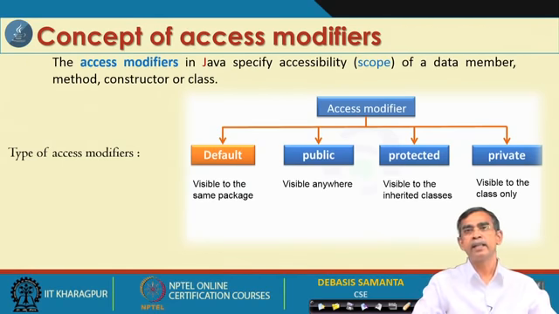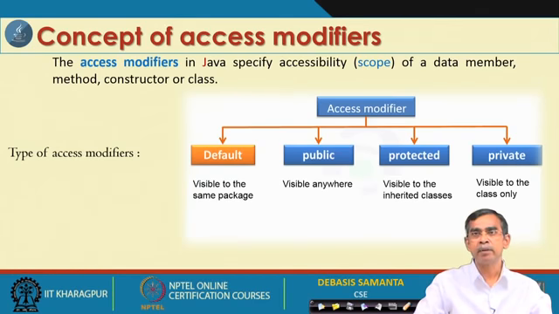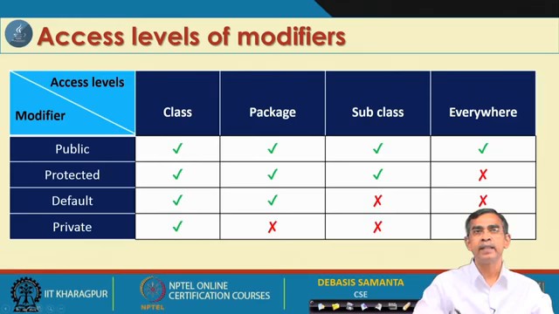So, these are the 4 different access modifiers, and we will discuss all these modifiers one by one with examples, so that we can understand them. In other words, access modifiers specify the scope that a member has, whether the scope is within that class, within that directory, or anywhere. So, this is the concept.